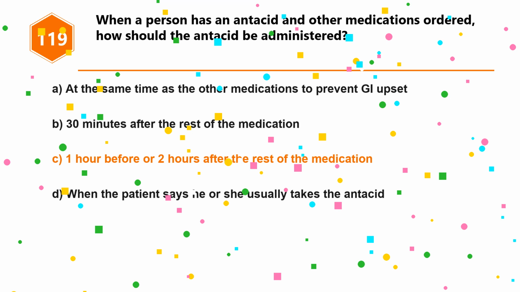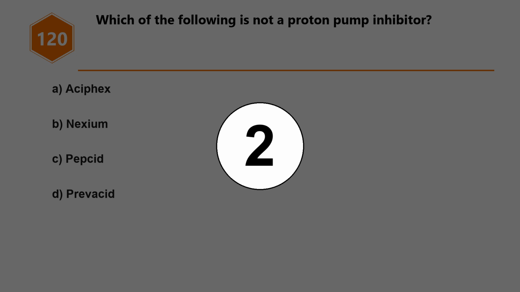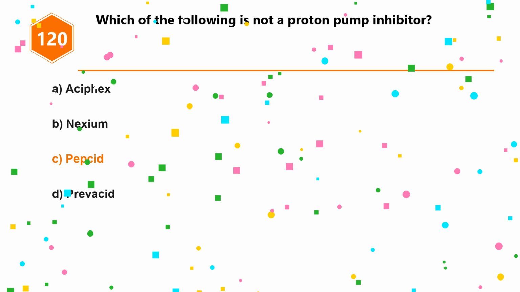1 hour before or 2 hours after the rest of the medication. Question 120. Which of the following is not a proton pump inhibitor? Option A. Aciphex. Option B. Nexium. Option C. Pepcid. Option D. Prevacid. The correct answer is option C.